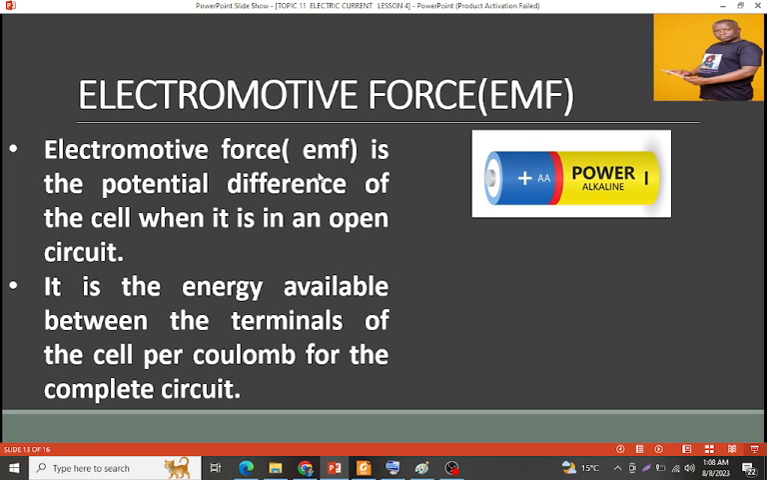So it's called EMF in short. Take note here, they'll ask you to define voltage, to give a difference between voltage and the EMF. So you shall use the definitions to say the difference between the two.